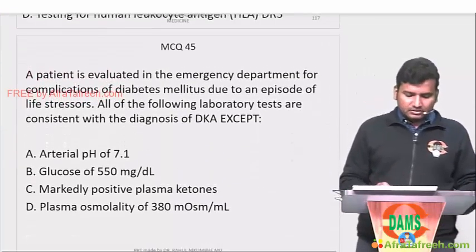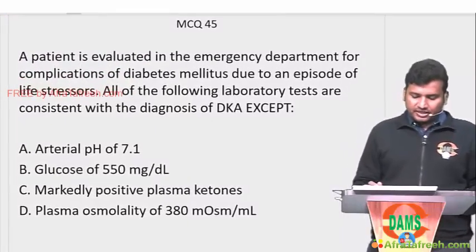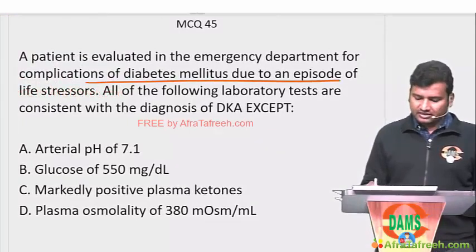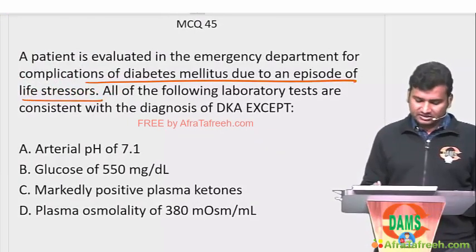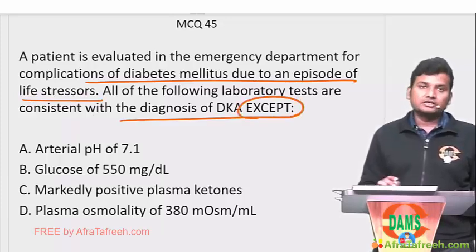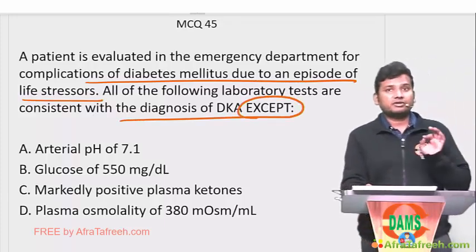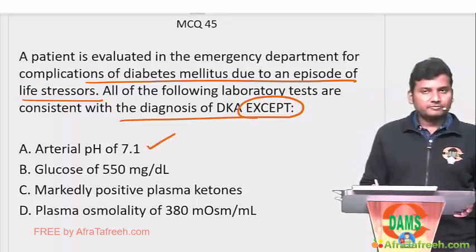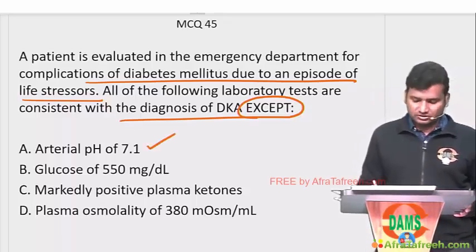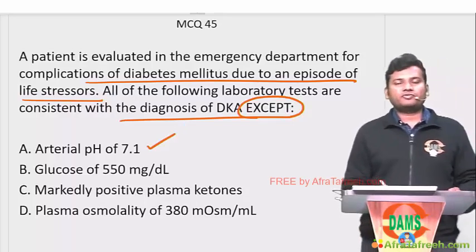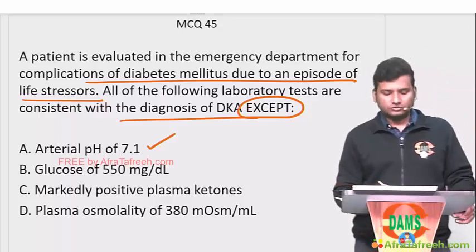Then a patient is evaluated in the emergency department for complications of diabetes mellitus due to an episode of life stress. All of the following laboratory tests are consistent with the diagnosis of DKA except. Please remember they have asked about except. Arterial pH 7.1, acidosis, is suggestive of diabetic ketoacidosis. Normal pH is 7.35 to 7.45. If pH is decreased, it means acidosis.